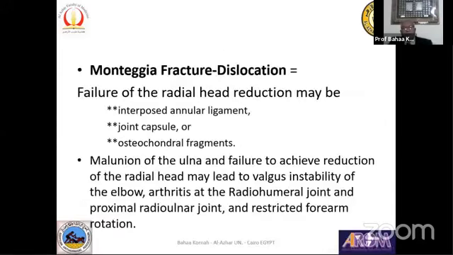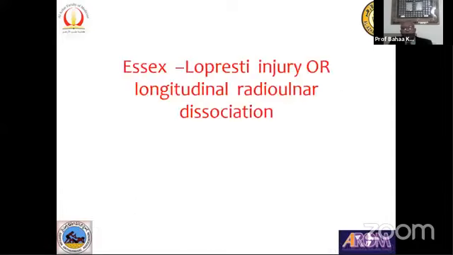But sometimes there is a failure to reduce the head of the radius. So think about the interposition of the annular ligament, soft tissue interposition, the joint capsule or an osteochondral fragment that can occur. Malunion of the ulna and failure to achieve reduction lead to arthritis of the radiohumeral joint and the proximal radio-ulnar joint and restrict forearm rotation.